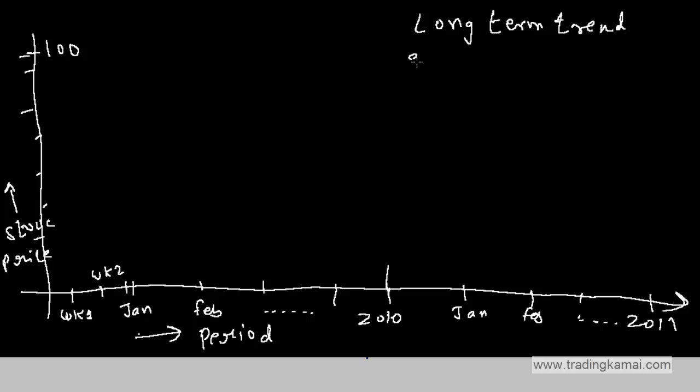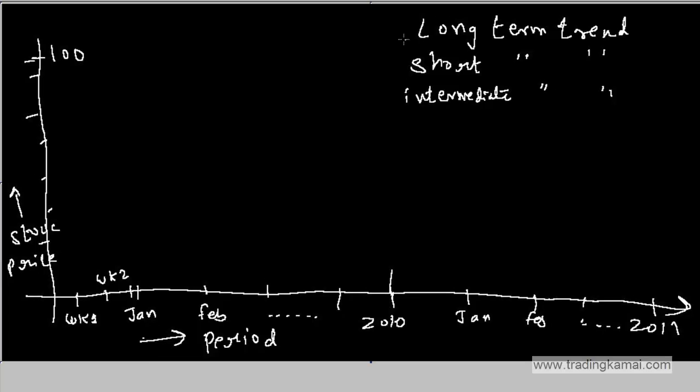The second one is a short-term trend, and the third one is an intermediate trend. Now let's consider the first trend, the long-term trend. Now let's consider that there is a stock called ABC.